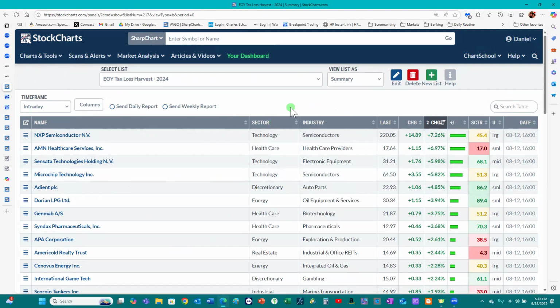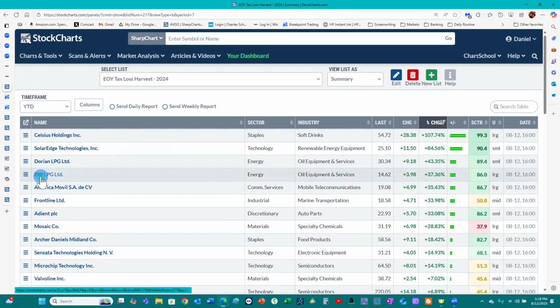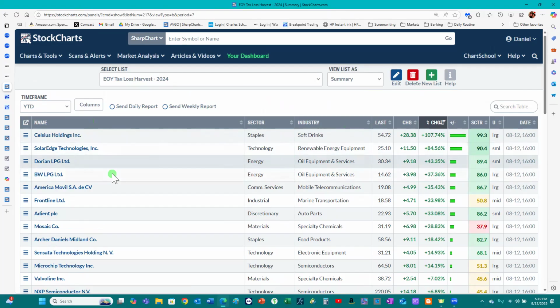decide what they're doing. But this is the chart list from 2024. So the one that I ran in November. You can see what they've done. This is just today, but let's do year to date. And we can see the ones that have performed the best year to date right up here. And some of the ones you probably recognize. Celsius Holdings, well, let's take a look at this.